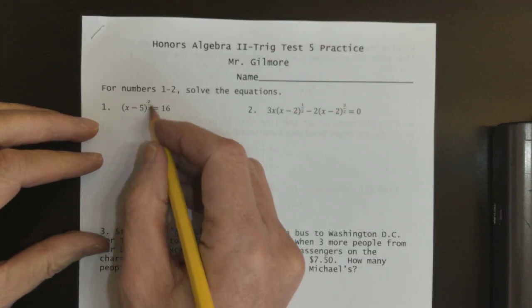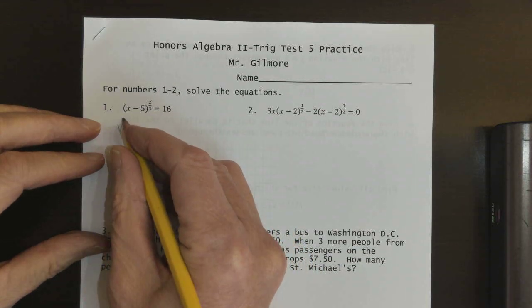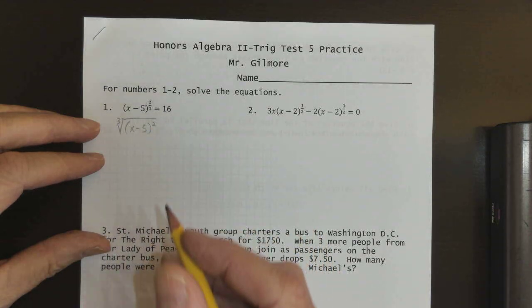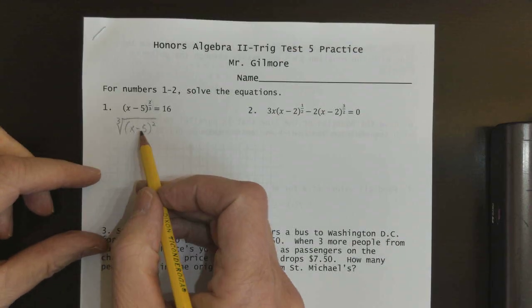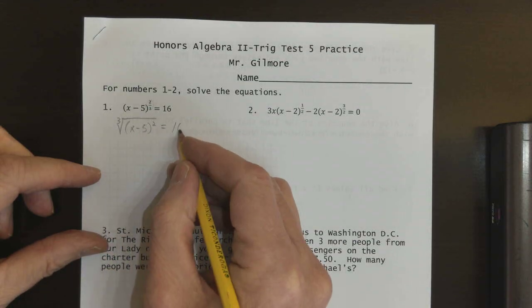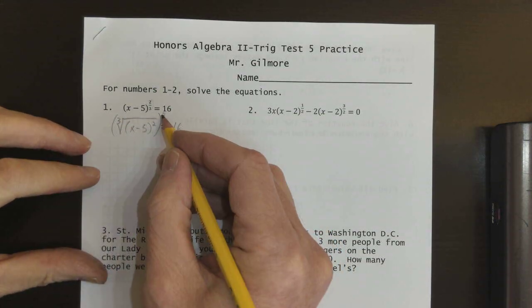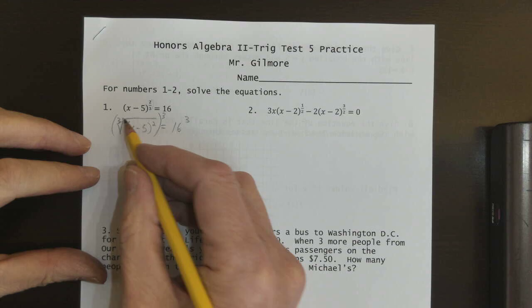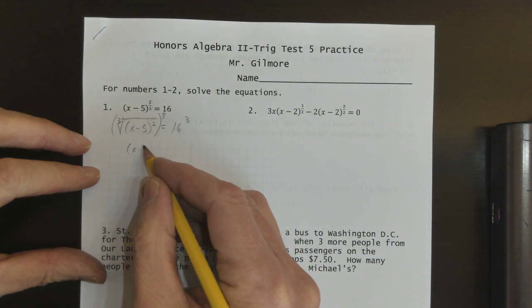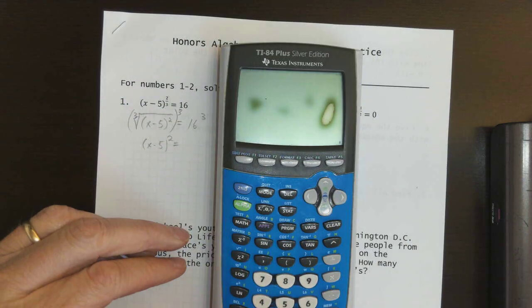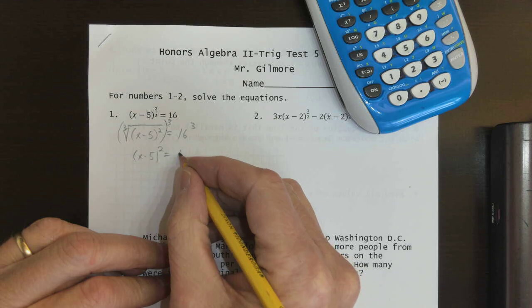This has a rational exponent, so I'm going to rewrite it as a radical, maybe make it a little more relatable here, and take the cube root of (x minus 5) squared equals 16. And then I'll raise both sides to the third power. The cube root and the third power will cancel out, so I'm left with (x minus 5) squared equals 16 to the third power. So if I take 16 to the third power, I get 4,096.